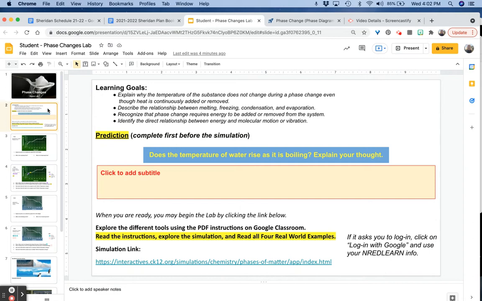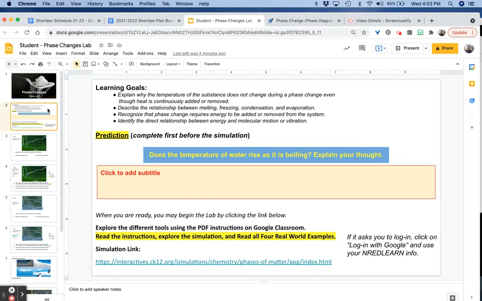We're going to describe the relationship between melting, freezing, condensation, and evaporation. Recognize that phase change requires energy to be added or removed from the system. I think we've already talked about that quite a bit. And then identify the direct relationship between energy and molecular motion or vibration. Again, we've talked a lot about that.